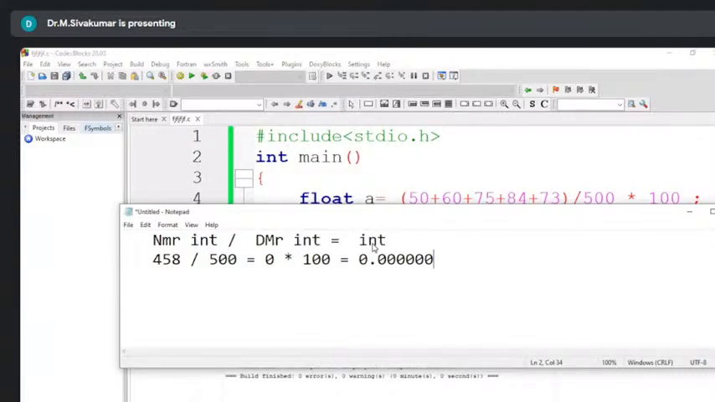How to solve this problem? Number promotion. Very simple thing, number promotion. For division, either you have to promote the denominator as float, or else you have to convert the numerator as float. Either one, it is up to you. If you convert either one, automatically your answer will be correct.